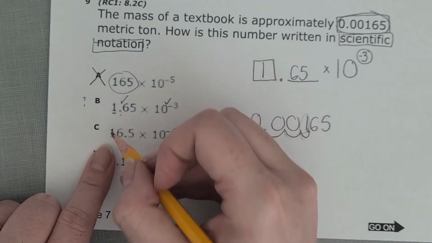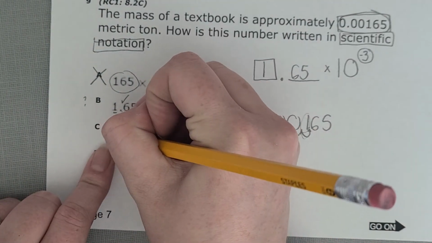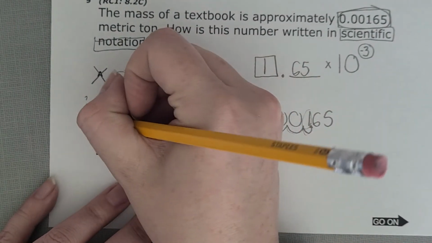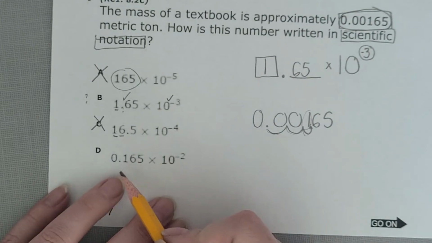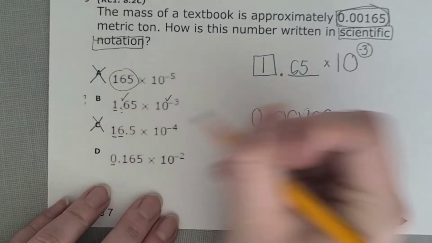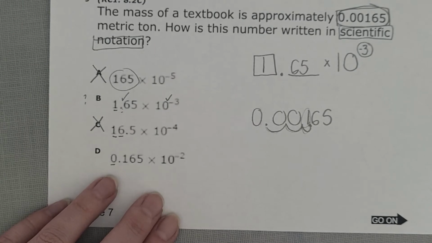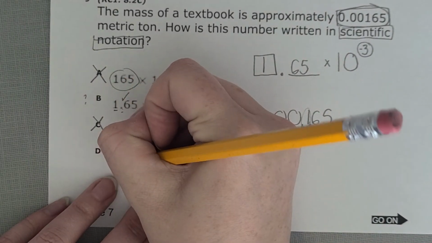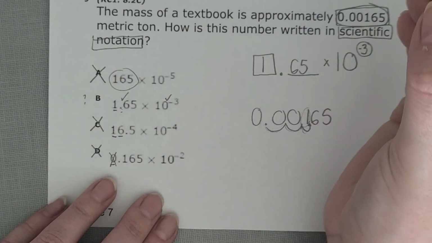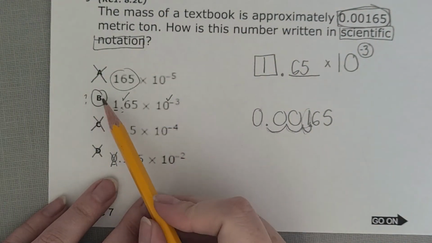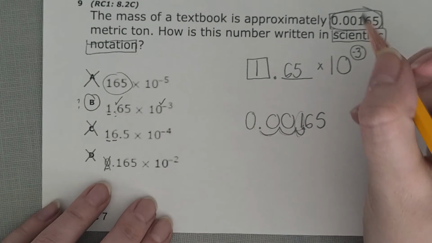All right, C has 16.5. That's 2 digits. We can only have 1 digit to the left, okay? That's why C is wrong. And D has one number to the left of the decimal, but it's a 0, okay? Your number to the left of the decimal has to be between 1 and 9. 1 digit between 1 and 9. So it cannot be 0, so it cannot be D. All right, so it has to be B, okay?